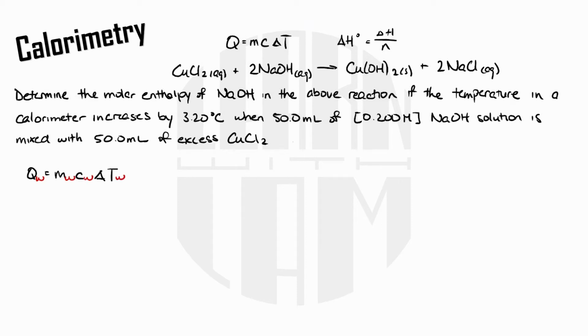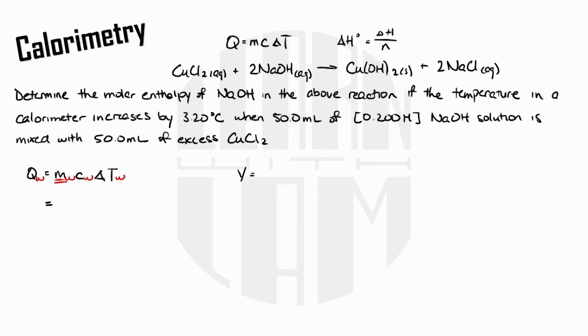Now, you might be wondering how we're going to do this considering there's no water in my reaction. But remember that one of the key assumptions of calorimetry calculations is that the solutions that we use are all dilute enough that they possess the qualities of water, specifically density and specific heat capacity. So if I'm looking for mass of water, I'm actually going to look for volume.